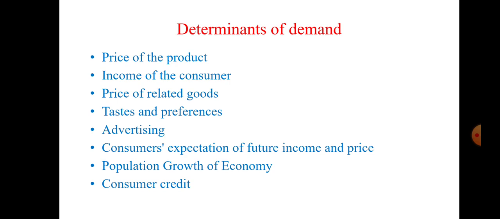And here we have different determinants of demand. What are the reasons, what causes the expression of this demand? The determinants of demand are mainly the price of the product, because the demand is expressed maybe due to the price. Maybe you feel the price is less now, or sometimes though the price is more, the product is good, or you have the capacity to buy, that is, your income may permit you to buy. That is the income of the consumer, and price of related goods.